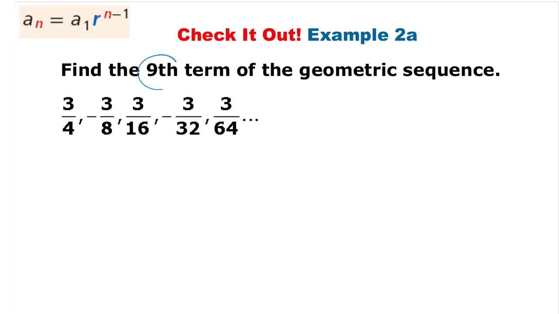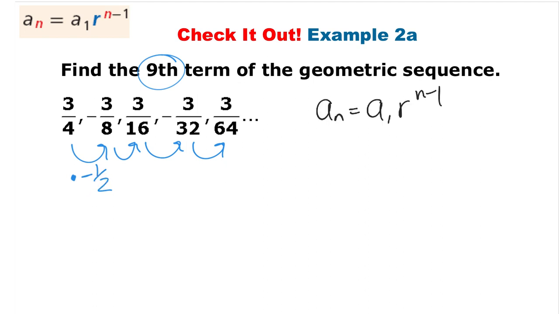Now we're going to find the 9th term of this sequence. So I first need to find my common ratio. And I'm noticing here that I'm multiplying by -1/2 each time. This one's weird in that we're alternating from a positive to a negative value with each term. That means we're going to be multiplying by something negative.